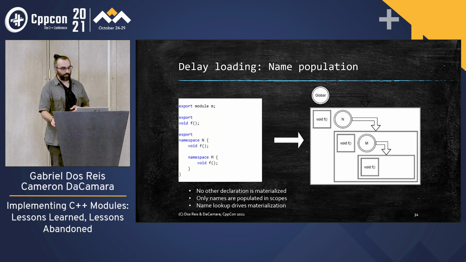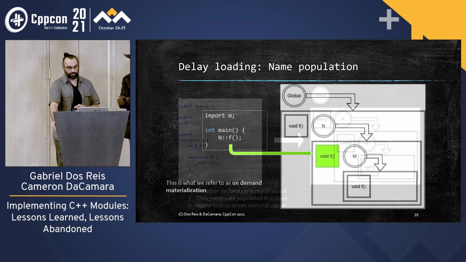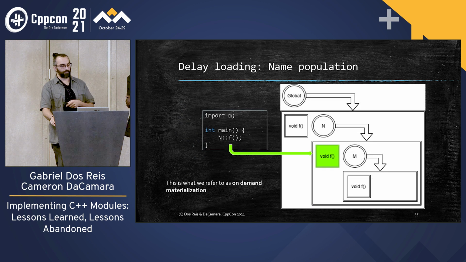So name population. This module on the left-hand side has a couple of Fs in various scopes, and it kind of translates to a graph on the right-hand side here with these buckets. So we have the global scope at the top, and inside that global scope we have void F, and we have a bucket named N, which is a namespace, and inside that bucket we have another void F, and so on and so forth. So like I said, name lookup drives materialization.